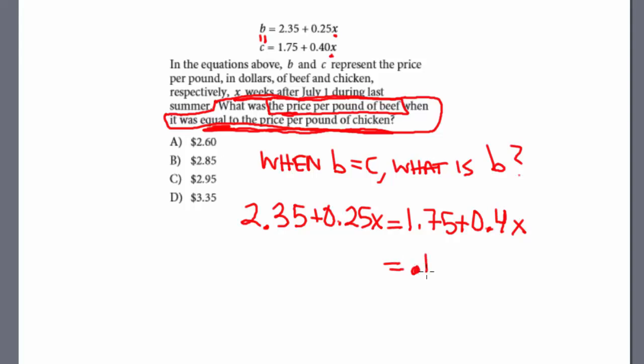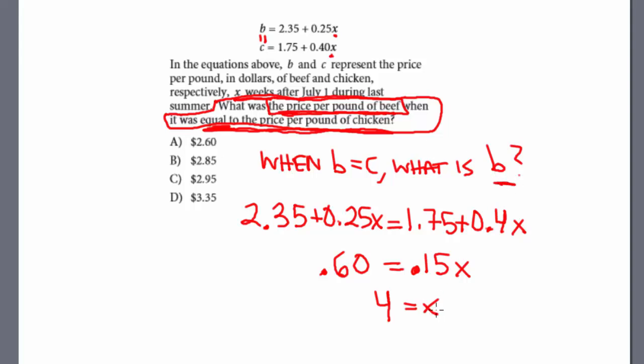So this would be 0.15x, and this should be, let's see, about 0.60, right? I believe that's the case. And you end up getting that x is equal to 4. And so x equal to 4 is not one of my answers, of course, because I'm not being asked what is the value of x. It doesn't say how many weeks after July 1st they are equal. It says what is the price per pound of beef. So what is the value of B?